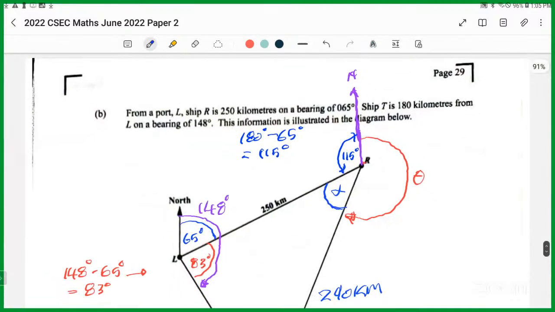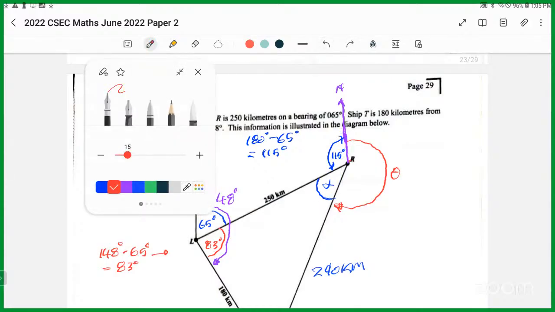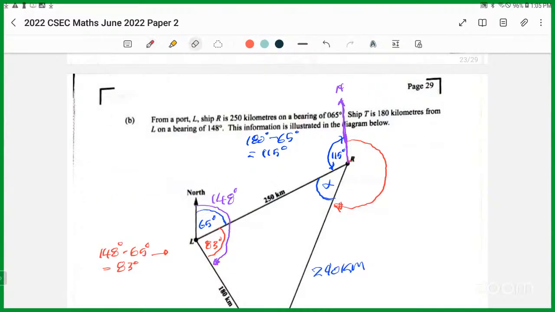And then to find the alpha, I'm going to have to use the sine rule. But the theta then becomes 360 minus the 115 and minus the alpha. That's what theta becomes, that red angle. Why is that? Because the total angle around a point is 360. This part of it is 115, this part of it is alpha. So the angle theta that we want becomes 360 minus the 115 and minus the alpha. We're going to use the sine rule for the alpha.